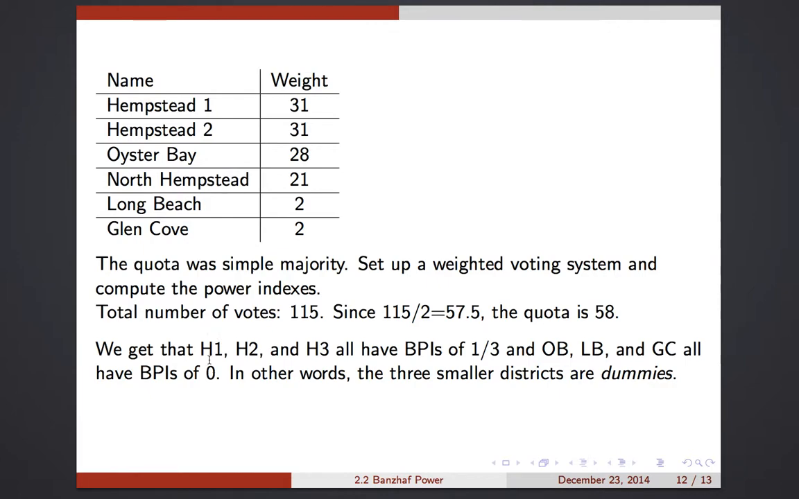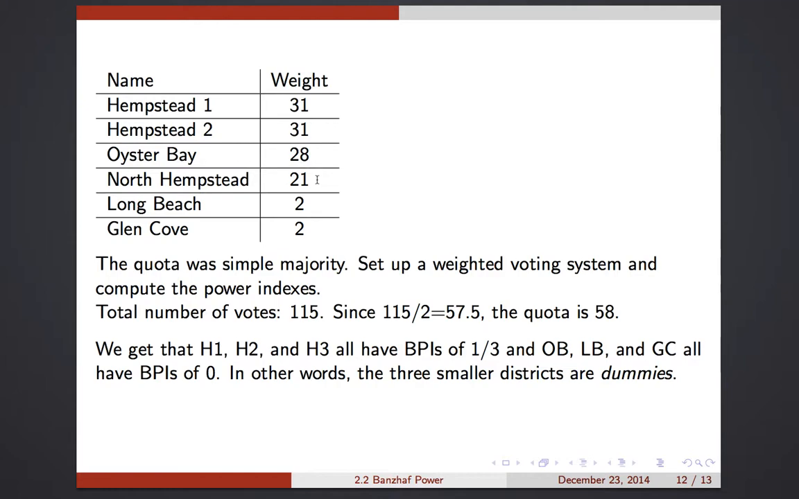So the word to use here is that the districts are dummies. These 3 smaller districts are dummies. They have no power. And notice that North Hempstead actually has quite a few votes. 21 votes is not that far from 28. And yet Oyster Bay has a third of the power and North Hempstead has none of the power.